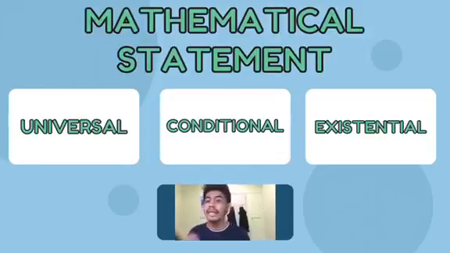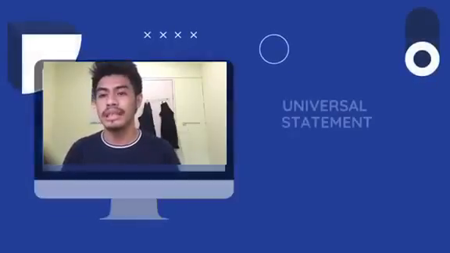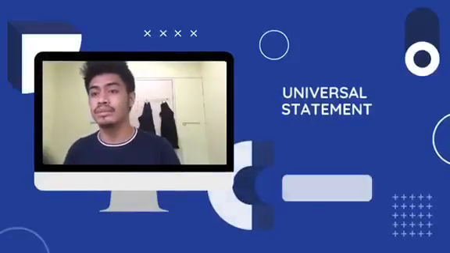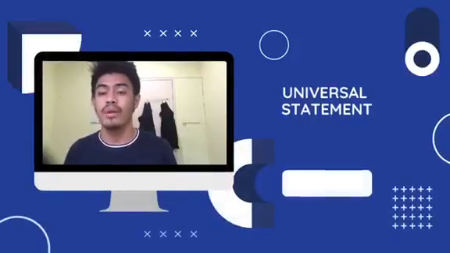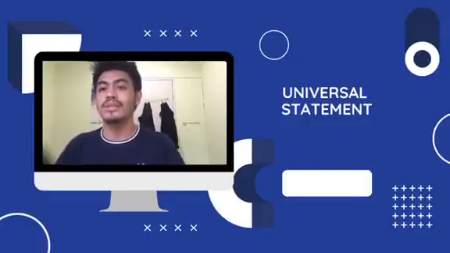There are actually three most important kinds of mathematical statement. The first one is the universal statement, the second one is the conditional statement, and the third one is the existential statement. A universal statement is a property that is true for all elements in a set. For example, every negative number is less than 1, which is actually true. Why? It is because a number that is less than 1 is actually a negative number.